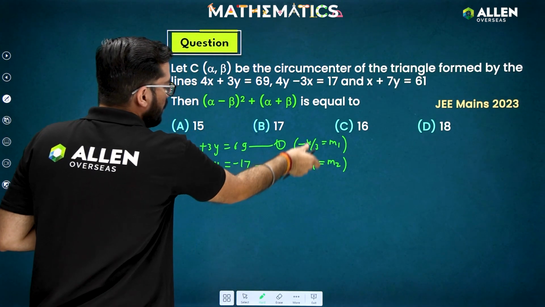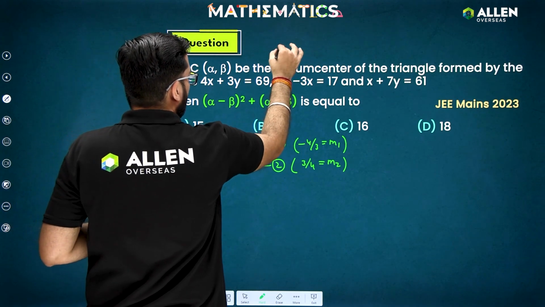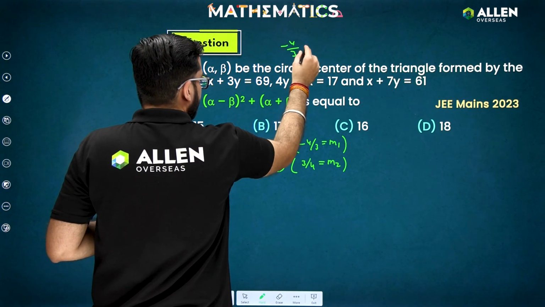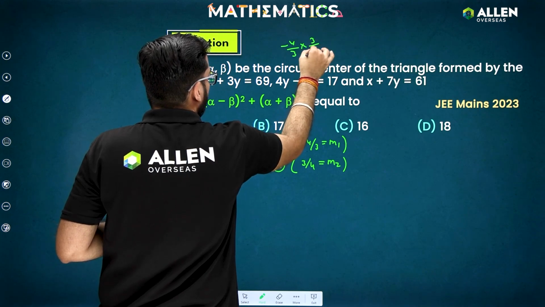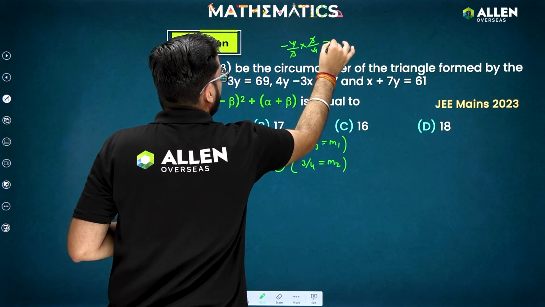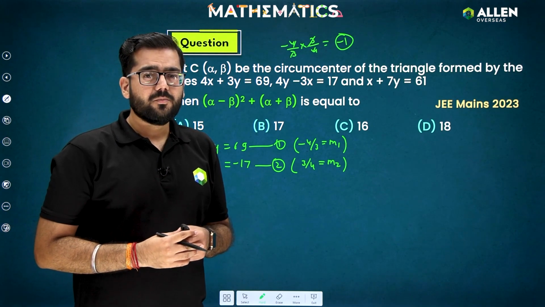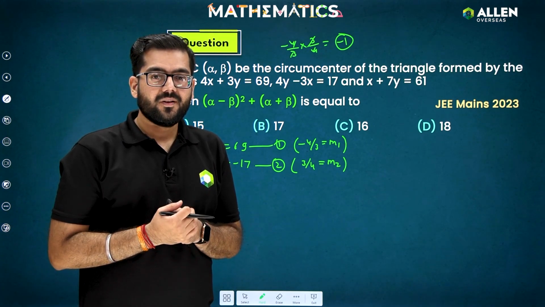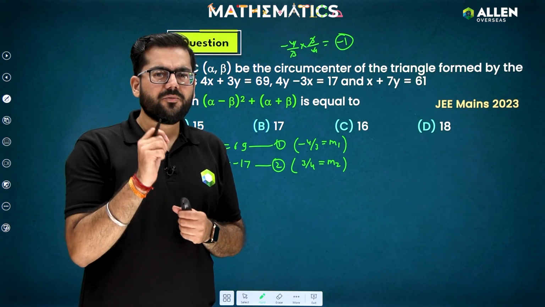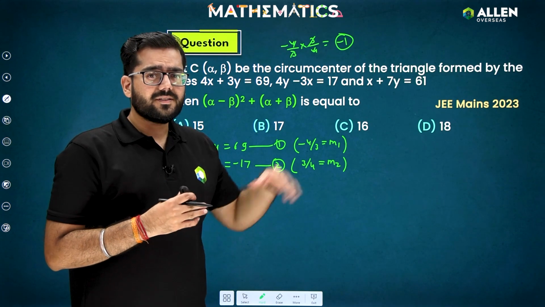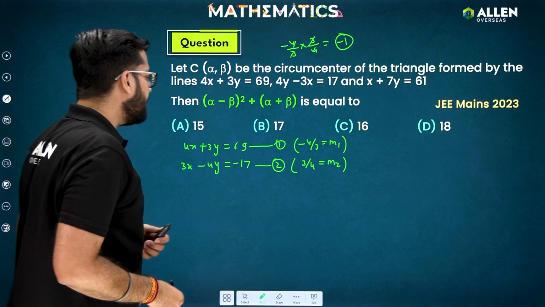Now, if I make the product of M1 and M2, we get something very interesting: 3 by 4 gives us minus 1. And if M1 times M2 is minus 1, that means both lines are perpendicular. That means now I can make one beautiful diagram to depict this given data.